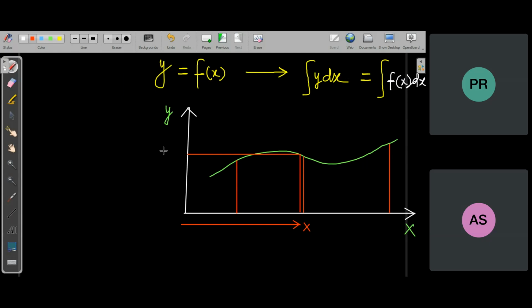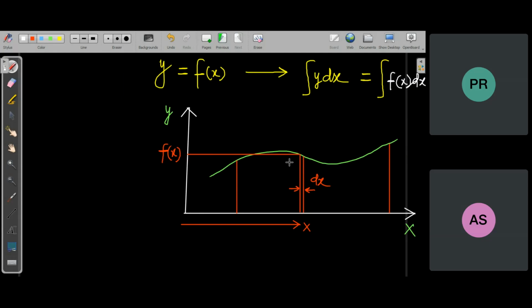Yes, ma'am. Yes. So this represents nothing but f of x. So for every x, there is f of x. And then this small displacement is nothing but dx, the change in x.